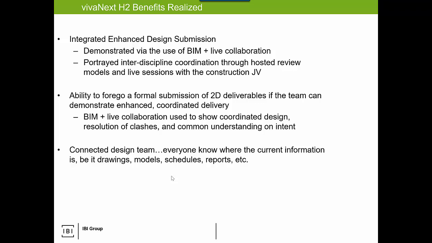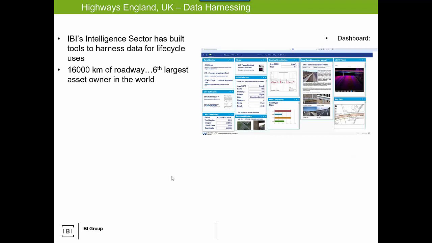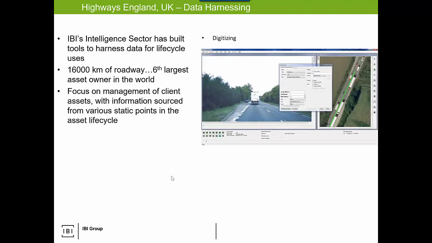The I part of IBI is our intelligence sector. And I like showing this as an example to show you can have BIM without your typical BIM. So this project here was 16,000 kilometers of roadway for Highways England. We've developed an asset management system that focuses on cataloging the life cycle and the condition assessment of assets throughout their life cycle. We harness GIS tools that we branded as Route Mapper. Doesn't matter where the data came from, it's what we're feeding it into.